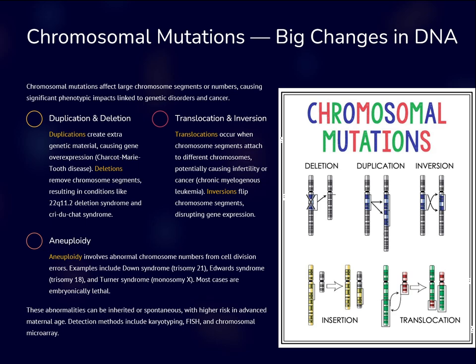And then we have aneuploidy. This is when there's the wrong number of chromosomes. The most well-known example of this is Down syndrome, caused by having an extra copy of chromosome 21. That's 3 copies instead of the usual 2.